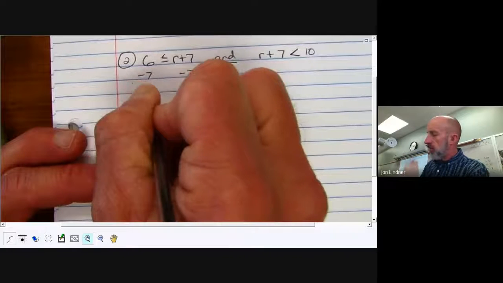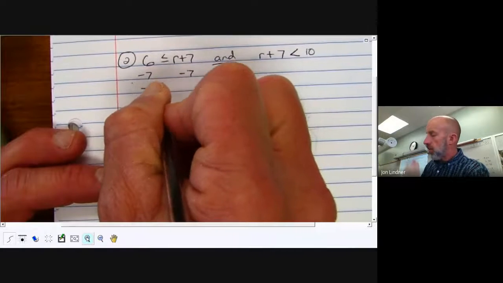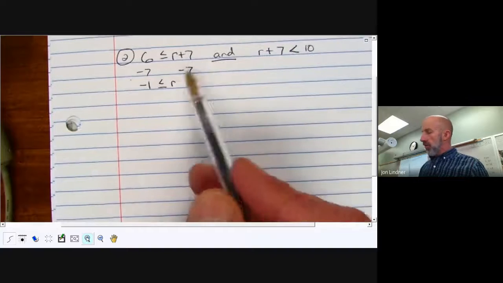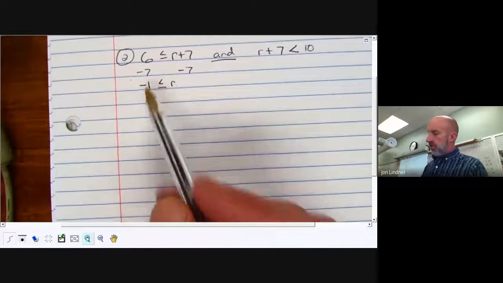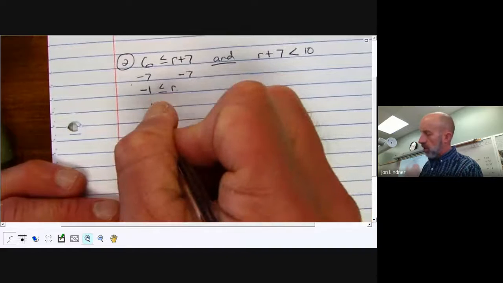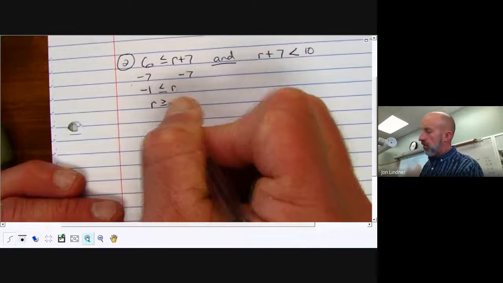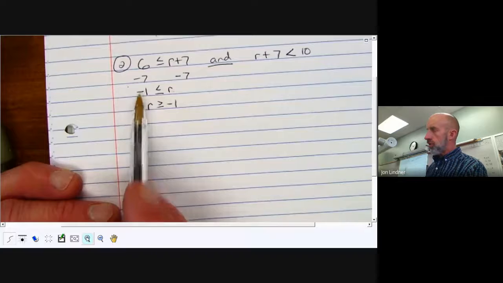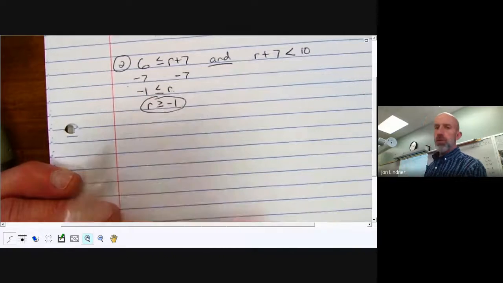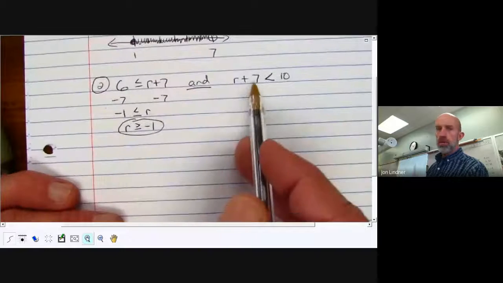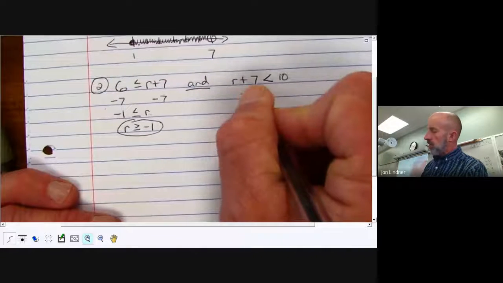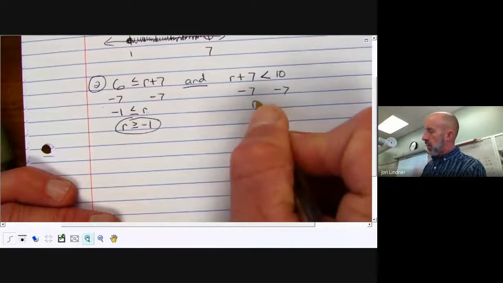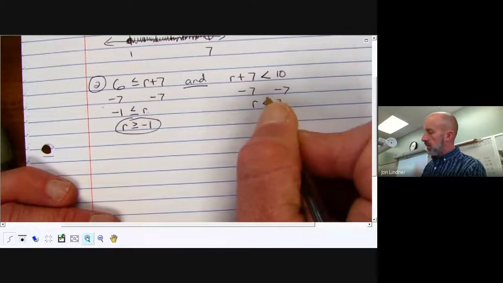And now I'm left with -1 is less than or equal to r, but I told you we always want to read from the variable to the number. So it'd be better to say it this way: r is greater than or equal to -1. Read from the variable to the number. So this is part of my solution, but we have another one. Subtract 7, subtract 7. So r is less than 3.